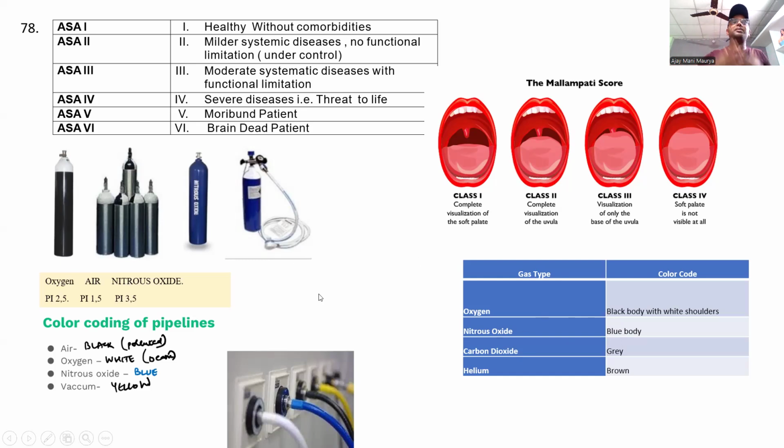This is a pin index. Please remember AON. See AON: A for air, O for oxygen, N for nitrous oxide. A means air 1.5, oxygen 2.5, nitrous oxide 3.5. AON: A 1.5, O 2.5, nitrous oxide 3.5. Done. Next, we have the color coding of the PYQs also, guys.